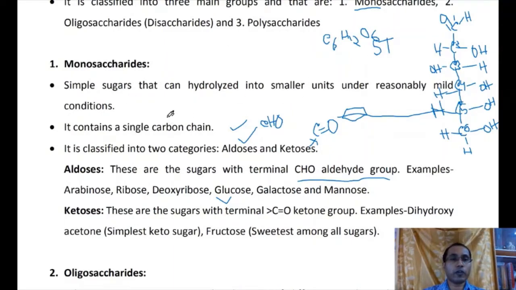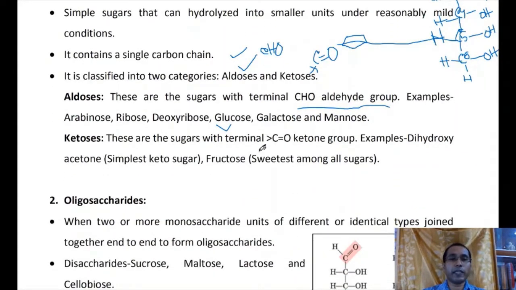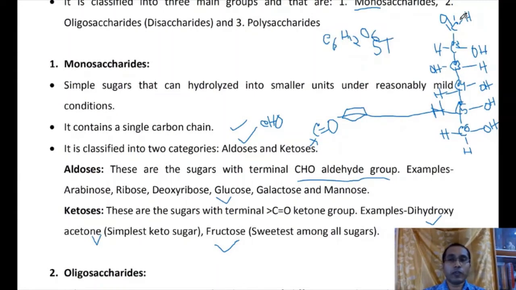So the next one contains a single carbon chain. If it is replaced by a keto group, a CO group, then it is called keto sugars. Keto sugar is also another type of hexose sugar. An example is dihydroxyacetone. It is a very important formula and name. And fructose sugar. Keto sugars means that this group is not present. So how will it maintain the total strength or bonding efficiency?